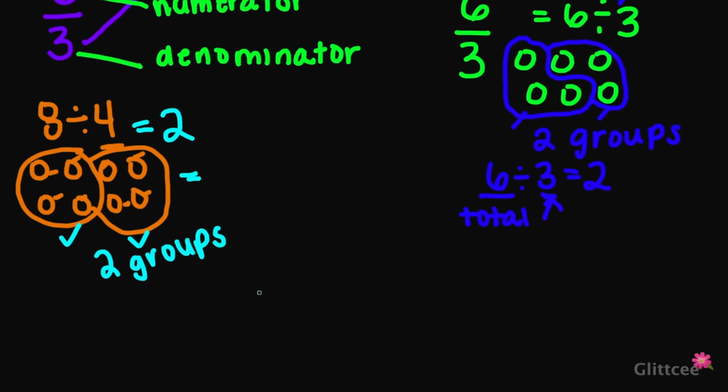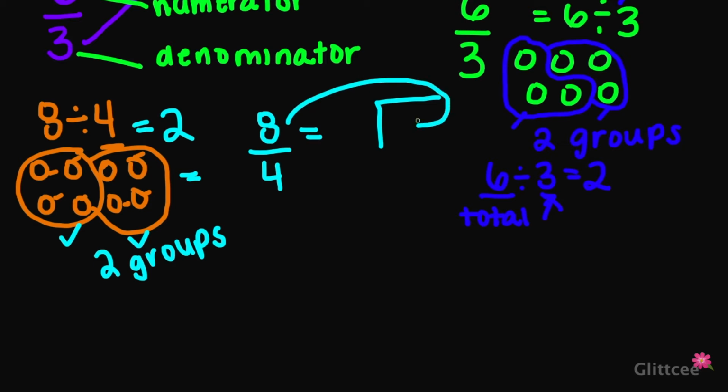And then keep in mind, if I rewrite it like this, 8 divided by 4, remember, where does the 8 go? Does the 8 go inside or outside of this division sign? The 8 goes in here, and then the 4 goes here. So 4 goes into 8 2 times. Okay?